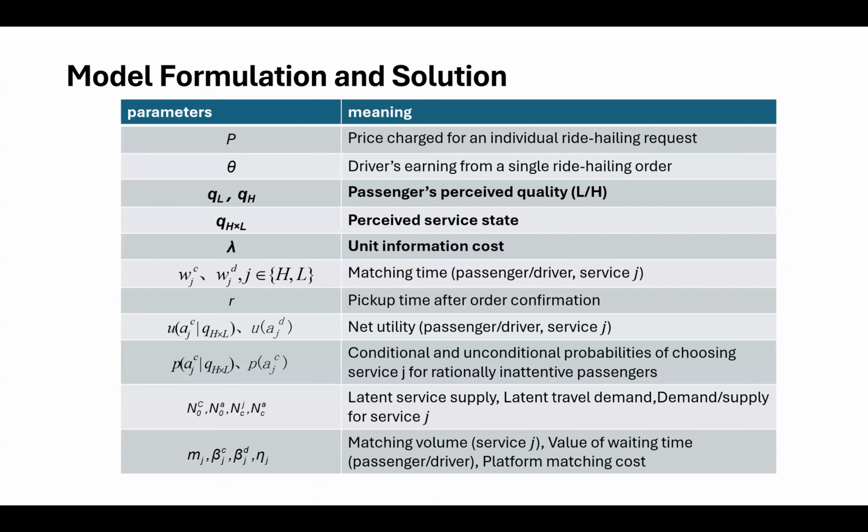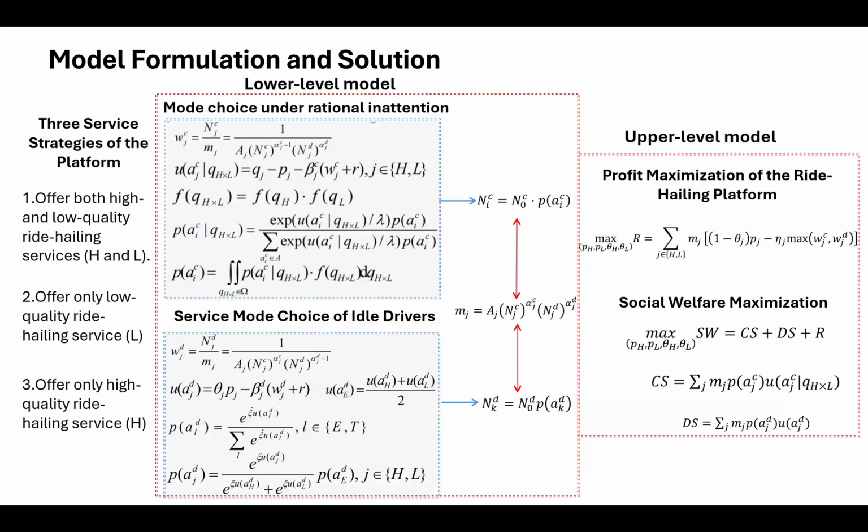Now, let me introduce the core part of our model. Starting from the left side of the diagram, we define three distinct platform strategies. The first strategy is to offer both high and low quality ride-hailing service. The second is to offer only low quality service, and the third is to offer only high quality service. Based on the three settings, we construct a bi-level optimization model, in which the red box on the left represents the lower level model, while the red box on the right denotes the upper level model.